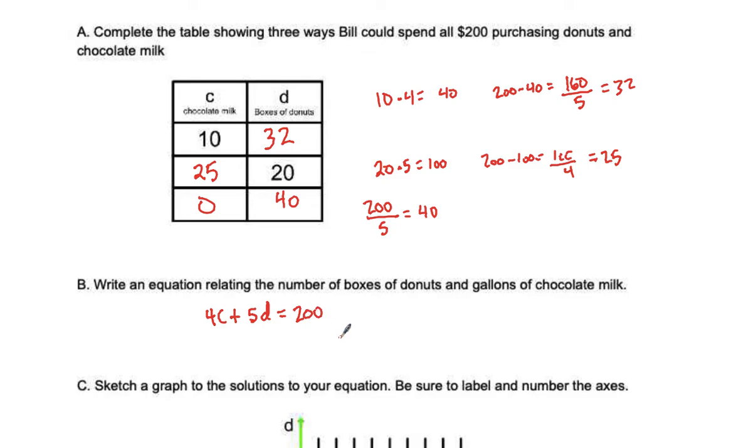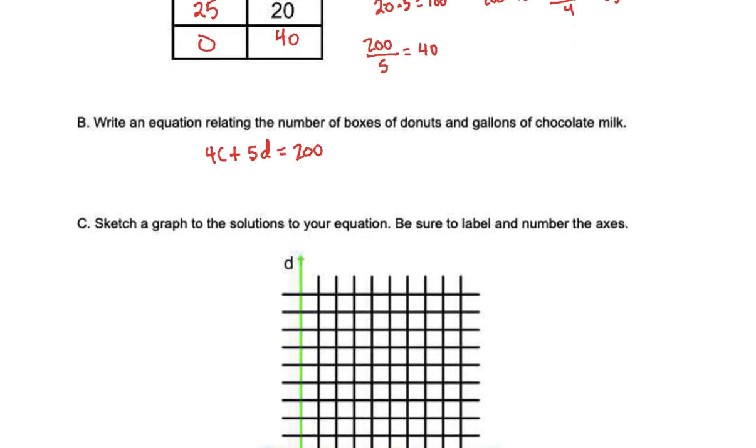Okay? So kind of look at the way I've got this set up here. For the table we had to fill out, I just took that letter, C, and I multiplied it by the number. We took 10 times 4, 25 times 4, which gives us the money that we spent. Same with the donuts. 32 times 5 would give us the 160, and 20 times 5 gives us the amount of money he spent. We basically did those steps every time here. And then we knew that they had to equal $200. So 4C plus 5D equals 200 is the equation.